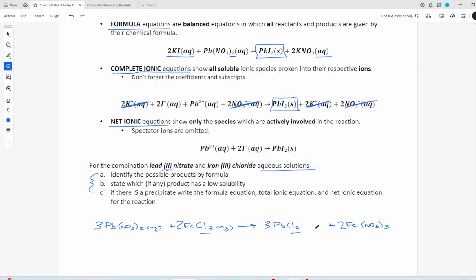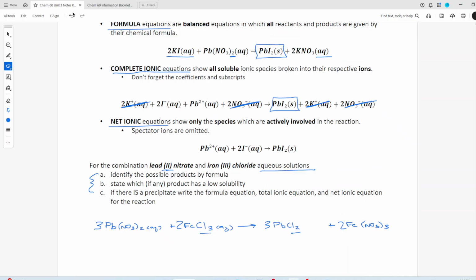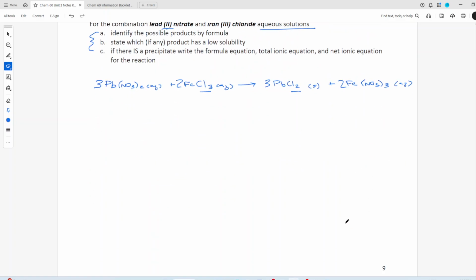All right, now that we've written the formula equation, we have to make sure we include the states. If neither of these forms a solid, then this actually isn't a reaction that occurred, but let's look it up. Let's look at lead(II) chloride first. We're going to look at the chloride ions. Chloride with everything but silver, lead, and copper is soluble. So chloride with lead is low solubility, meaning this is going to form a solid. And this other one I knew wouldn't because it was with nitrate, so it's going to be aqueous. Awesome. Because this did form a precipitate, we can write the total ionic equation and the net ionic equation.